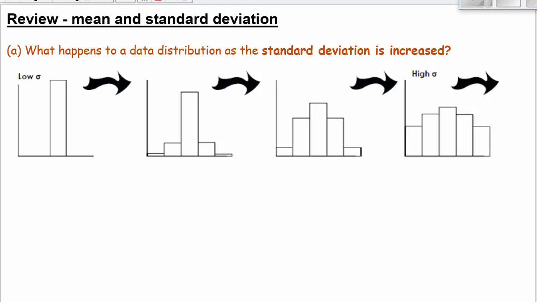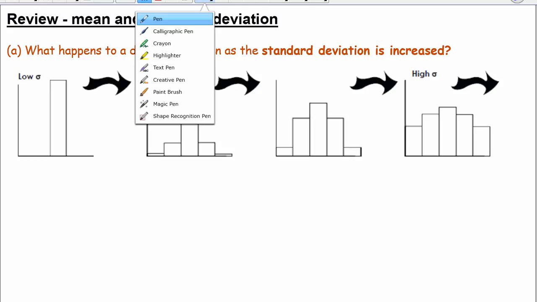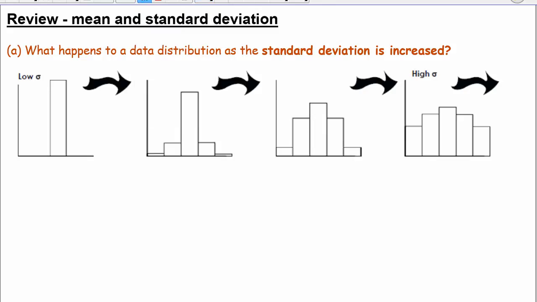In this video, I'm going to discuss normal distribution. But before I discuss normal distribution, I want to review the effect of changing standard deviation and mean. So let's start with standard deviation. What happens to a data distribution as the standard deviation is increased?